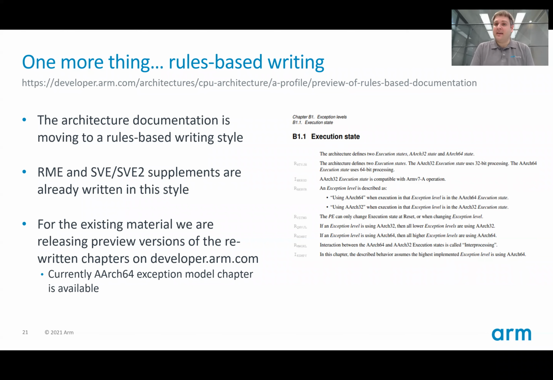Now, that still leaves the main architecture reference manual, and the plan for that is we are going to move to rules-based writing, but we're not going to do it in one go. We're not going to replace the entire manual in one release in the new format. Instead, we're going to do it a chapter at a time or a couple of chapters at a time. And before we commit a new chapter into the published manual, we're going to release previews of that chapter on the website. I've given the link in the title of the slide, and that gives people a chance to get used to the new format, and we hope give us feedback on it.